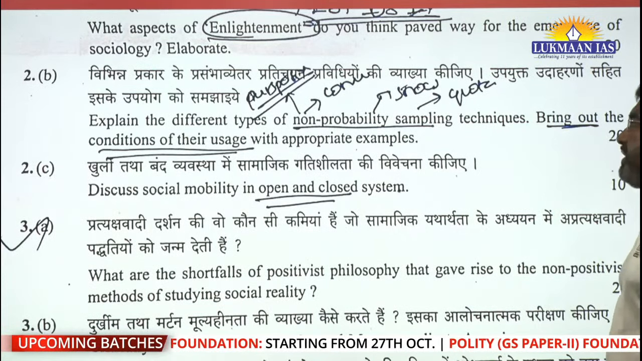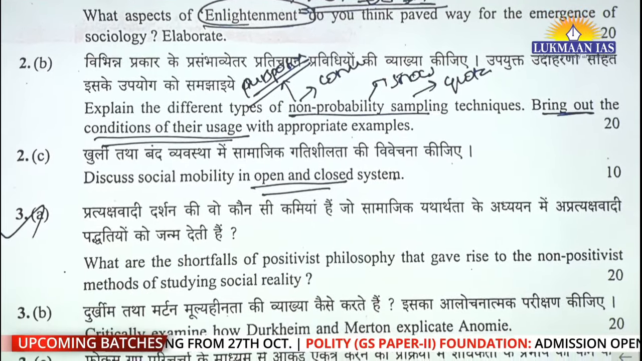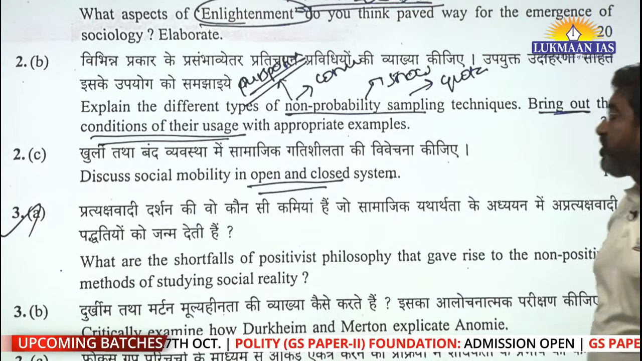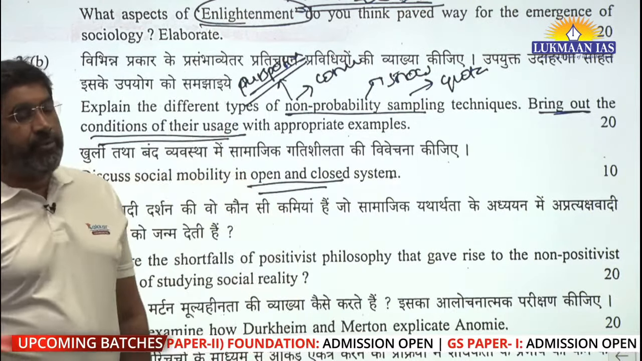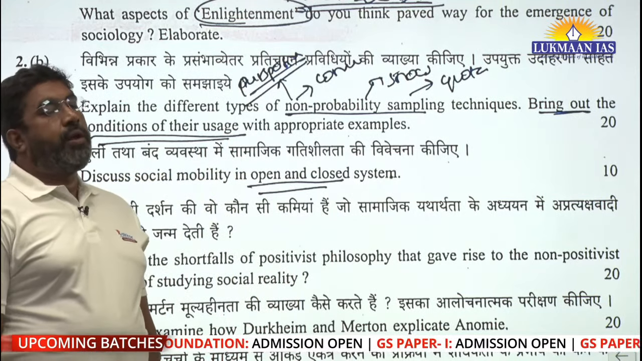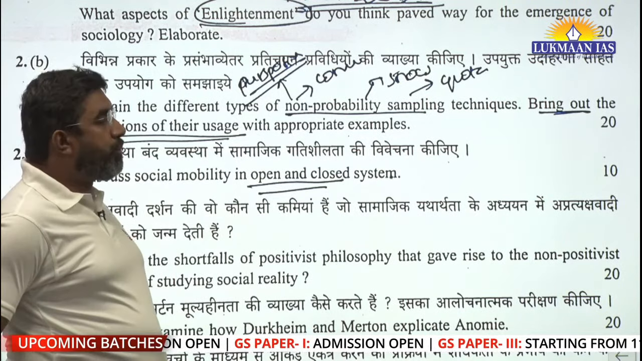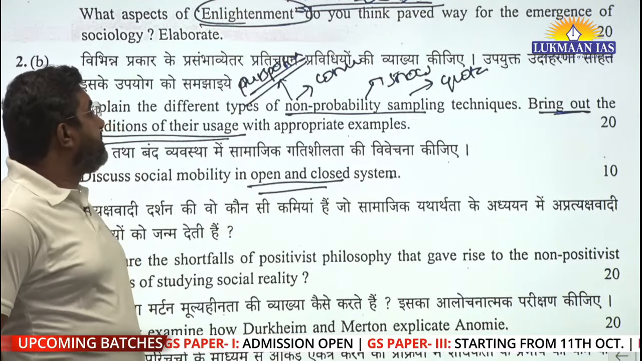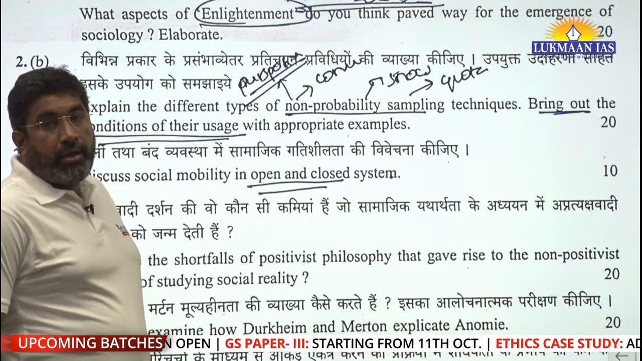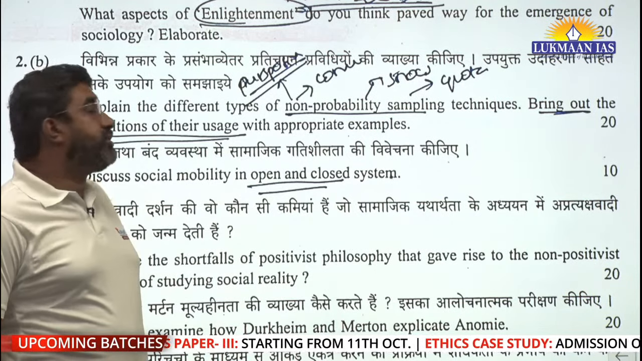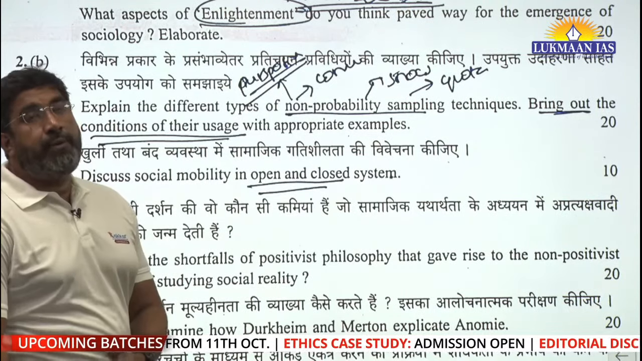Similarly: explain the different types of non-probability sampling techniques and bring out the conditions of their use. Same problem. We try to remember everything. We try to remember, yes, that there is a purposive sampling method, a snowball sampling method, a quota sampling method, a theoretical sampling method, an accidental sampling method. So we know that there are 5 to 6 sampling methods, but when to use it?